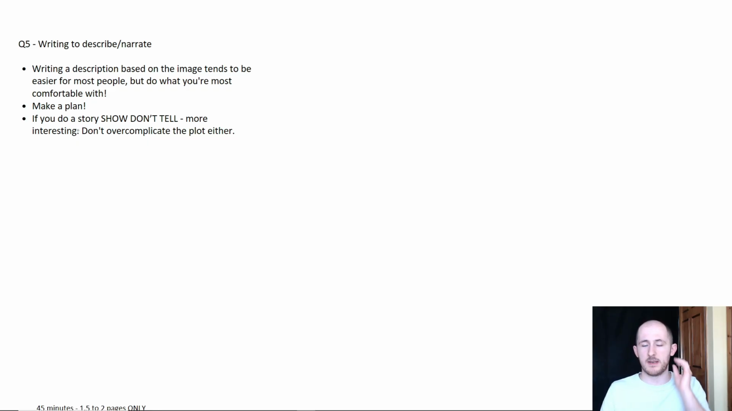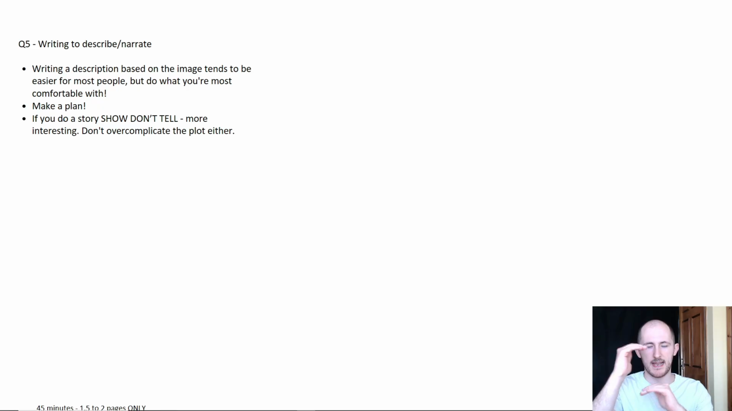But that's really only if you're doing some kind of story elements. So the description tends to be easier for most people. But again, if you want to write a story, you're more than welcome to, and always make a plan. Technically, they want to mark you on your plan as well, technically, right?